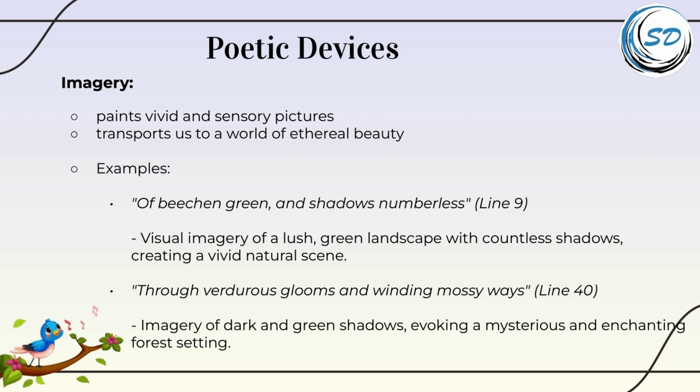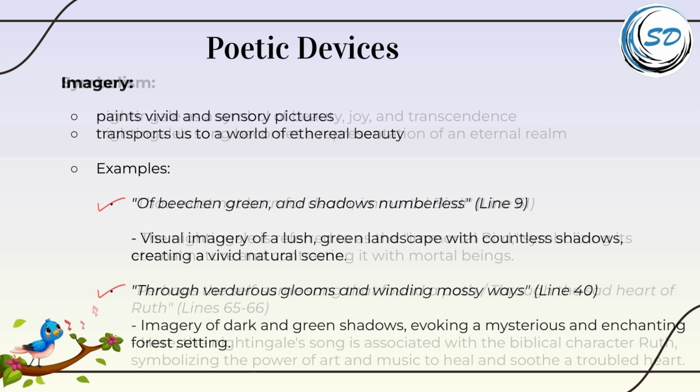Let's see some examples. In the 9th line, visual imagery of a lush, green landscape with countless shadows creates a vivid natural scene. In the 40th line, imagery of dark and green shadows evoke a mysterious and enchanting forest setting.